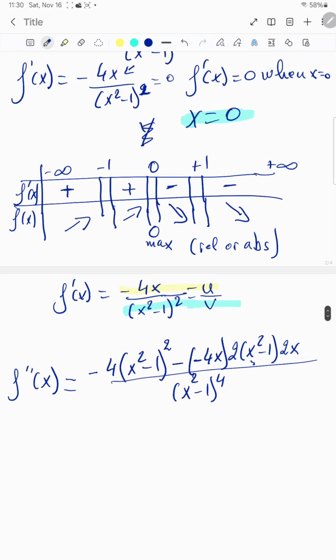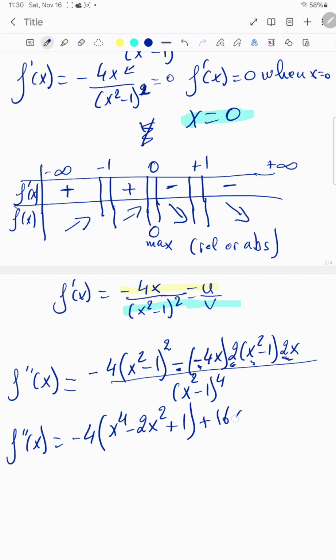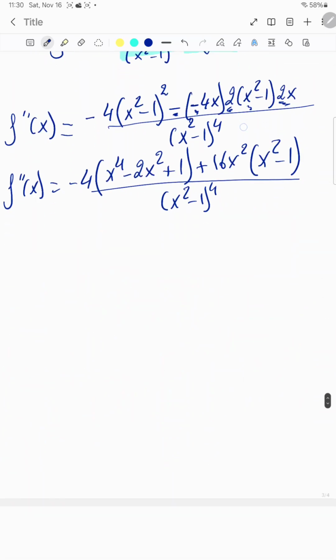Now let's calculate my f second of x. F second of x is equal to minus 4 times x square minus 1 square, which is x to the power of 4 minus 2x square plus 1. And this minus times minus is plus. 4 times 2 is 8, times 2x is 16x square. So I have plus 16x square multiplied by x square minus 1, and all that divided by x square minus 1 to the power of 4.